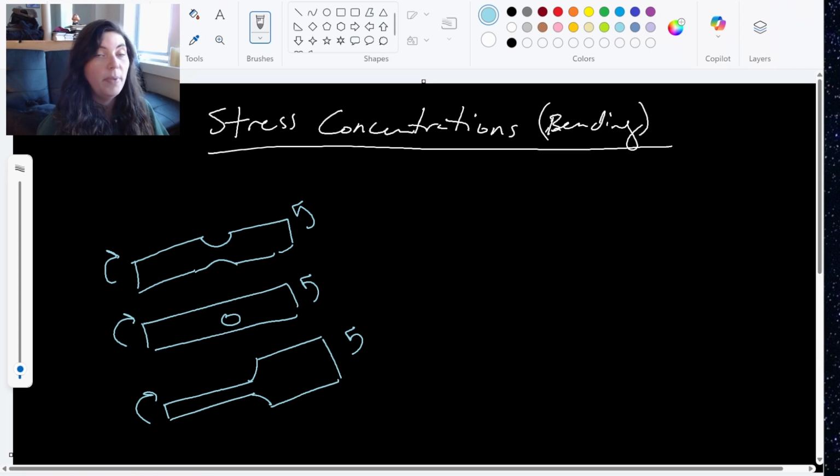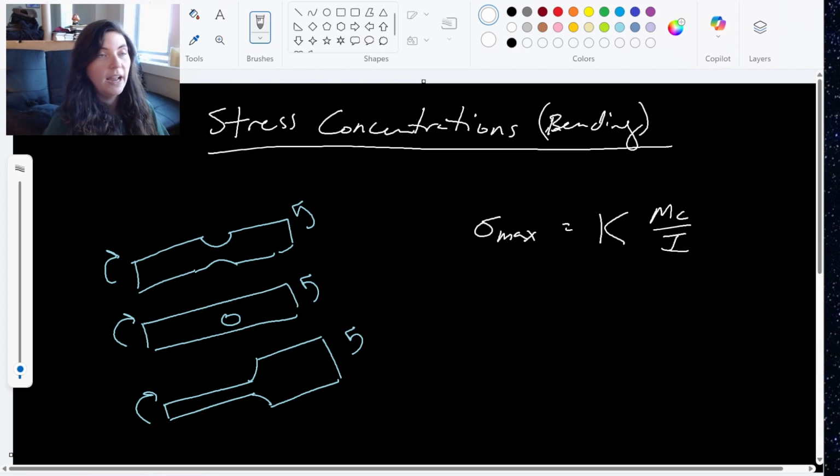Now, for bending, our stress concentration equation looks a little different. Our stress concentration equation is actually going to be our bending stress equation, just with the stress concentration factor K out front. It's included in our equation now, Mc over moment of inertia. That's our main difference here. We just go ahead and include this in the equation when we're calculating our bending stress.